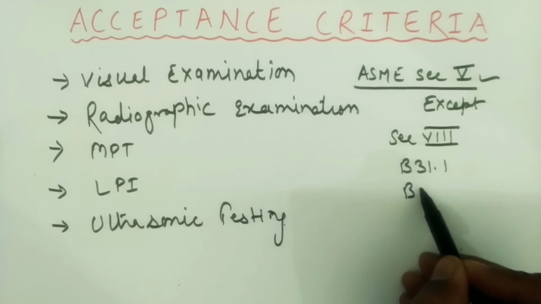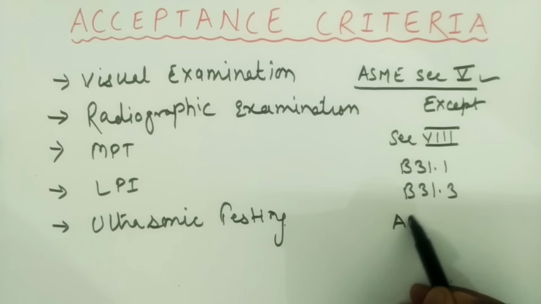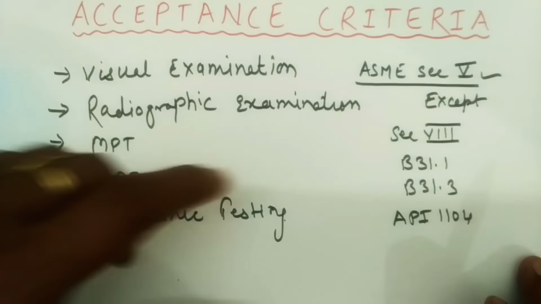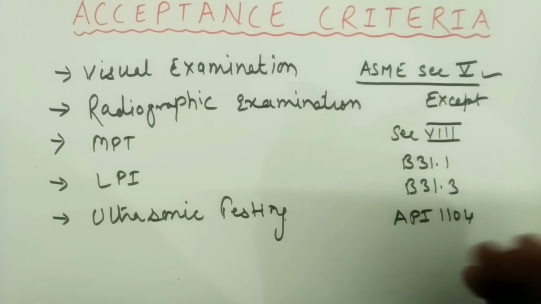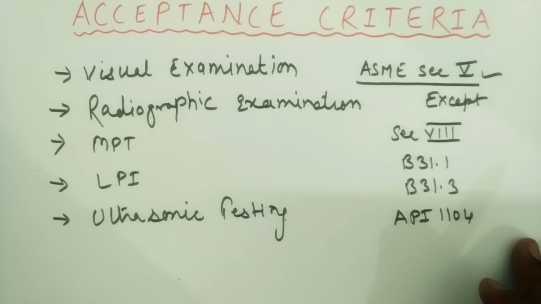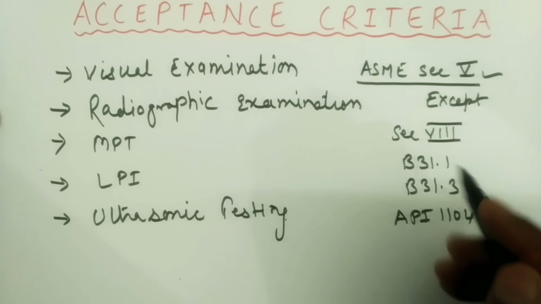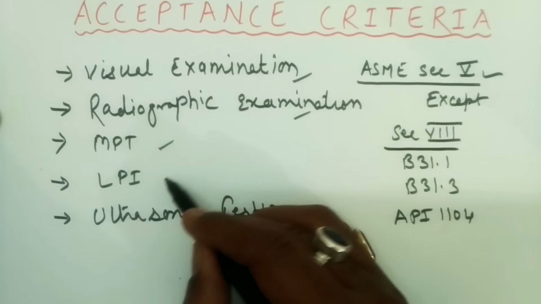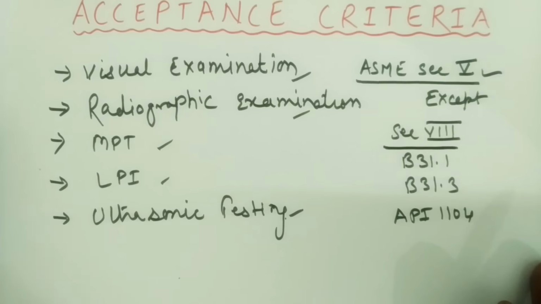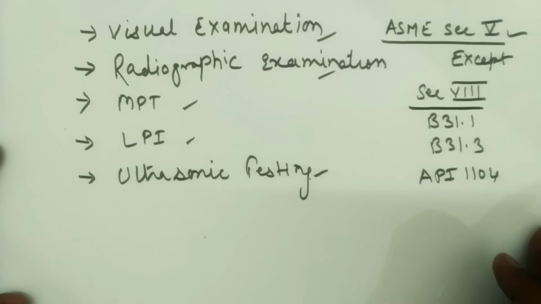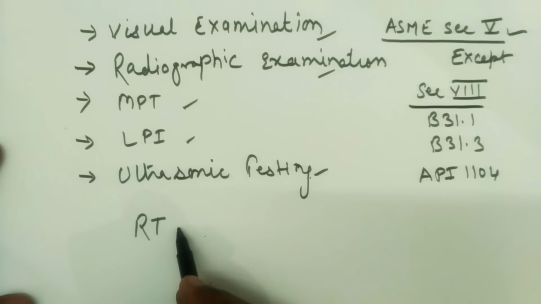B31.1, B31.3, API 1104. So these are some of the codes where you can find out the acceptance criteria depending upon your job requirement. So in today's video, I will talk about the acceptance criteria as per ASME section 8 for these non-destructive test methods. So we'll start with radiography testing, that is RT.